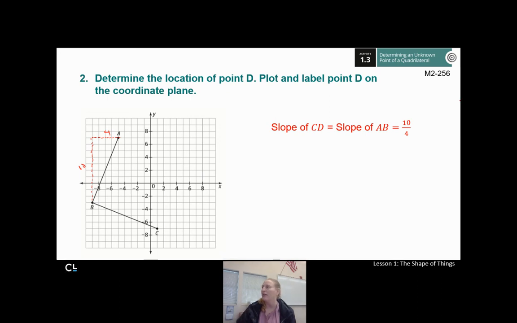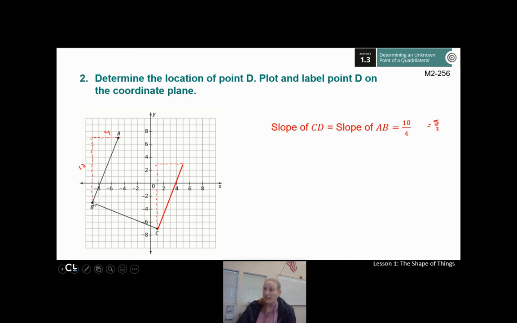Yes, I know you could simplify that if you wanted to. You could say the slope is actually 5/2, but I'm not worried about it right now. So since the slope of AB is 10 over 4, the slope of CD should also be 10 over 4. So I should go up 10, and then over 4, and then I'll go ahead and connect it. Sorry, I didn't get over far enough. Miss Scott can't count. Sorry. So there's CD. That's good.